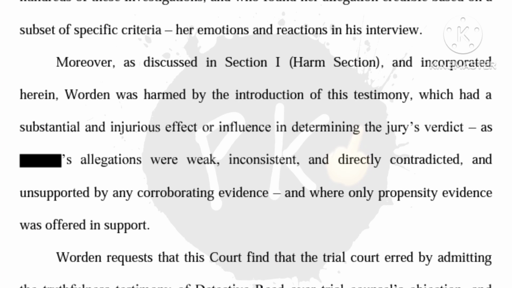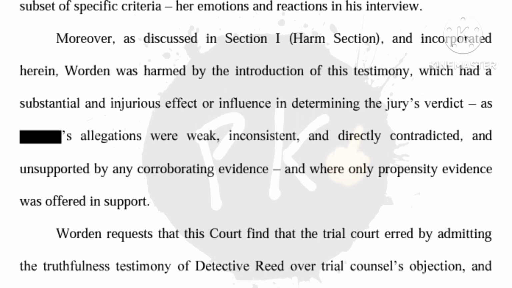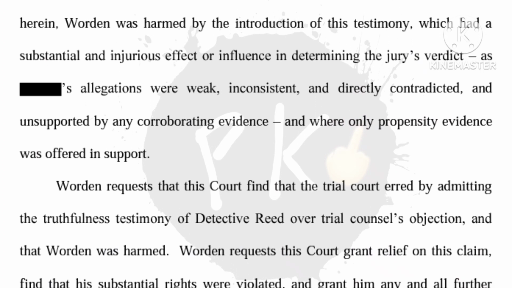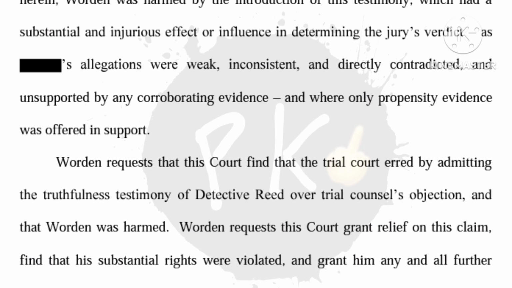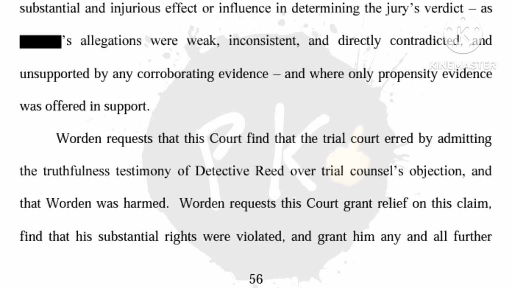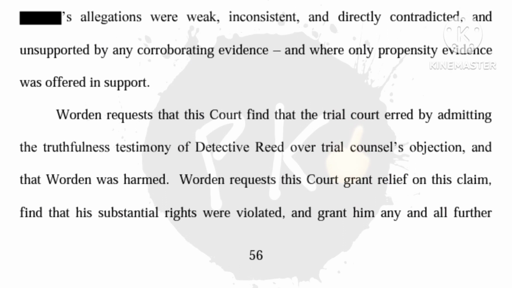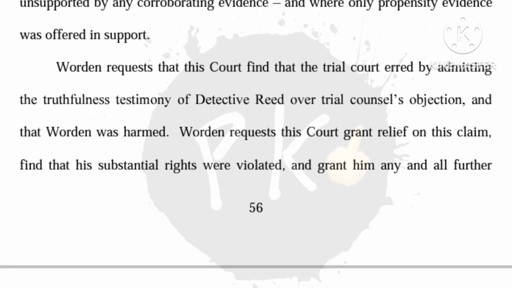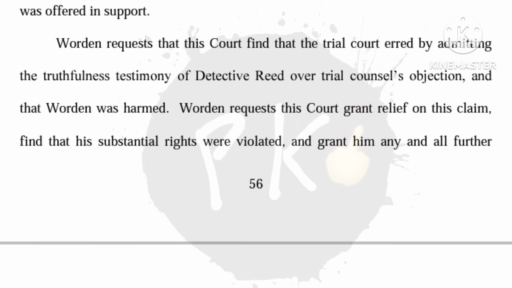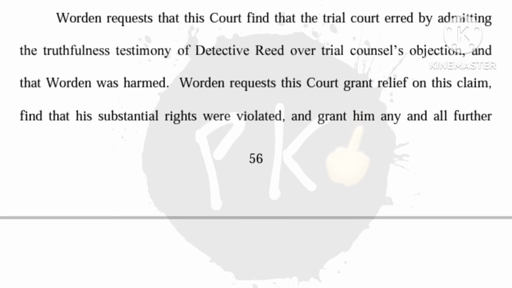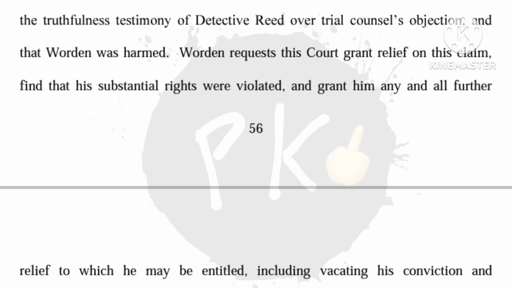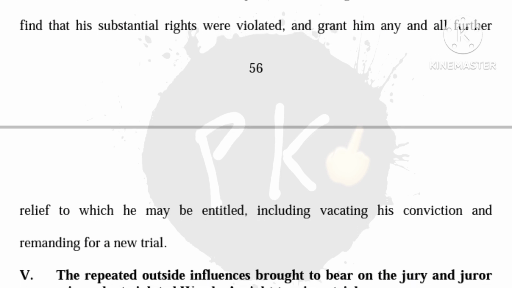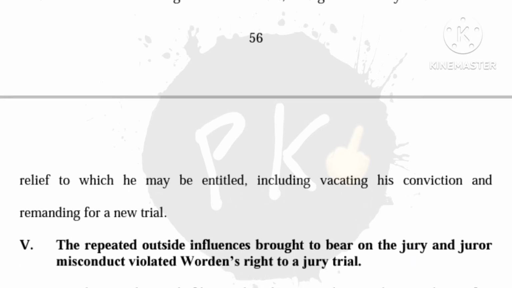Moreover, as discussed in Section 1, harm section, and incorporated herein, Warden was harmed by the introduction of this testimony, which had a substantial and injurious effect or influence in determining the jury's verdict, as BW's allegations were weak, inconsistent, directly contradicted, and unsupported by any corroborating evidence, and where only propensity evidence was offered in support. Warden requests that this court find that the trial court erred by admitting the truthfulness testimony of Detective Reed over trial counsel's objection, and that Warden was harmed. Warden requests this court grant relief on this claim, find that his substantial rights were violated, and grant him any and all further relief to which he may be entitled, including vacating his conviction and remanding for a new trial.